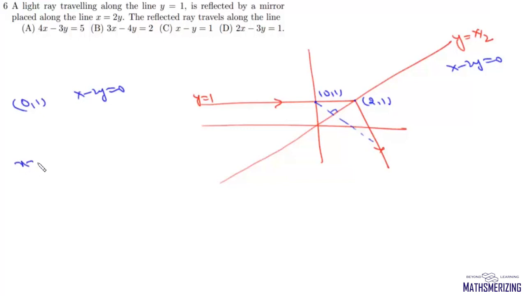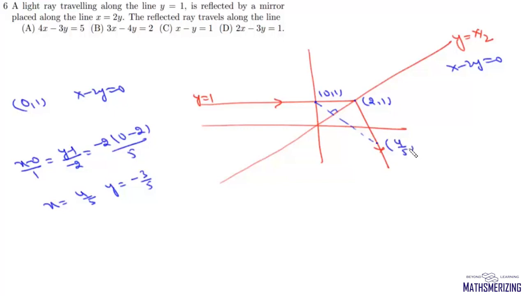So it'll be (x minus 0)/1 = (y minus 1)/(minus 2) = (minus 2 times (0 minus 2))/5. So the value of x will be 4/5 and the value of y will be 1 minus 8/5, which is minus 3/5. So the reflection of this point above this line will be (4/5, minus 3/5).